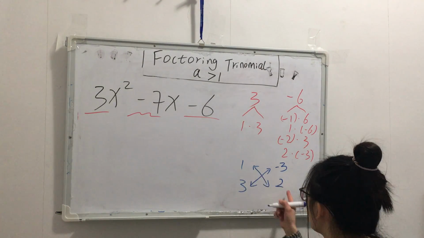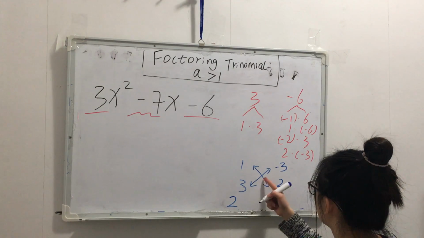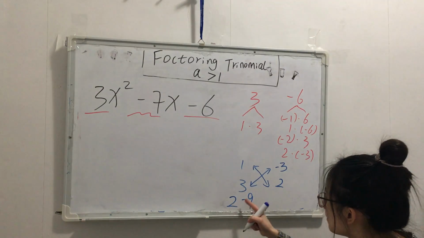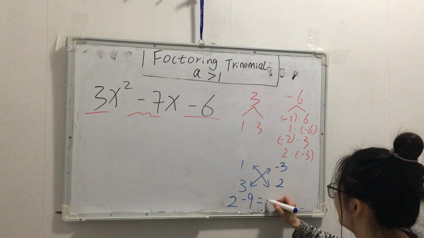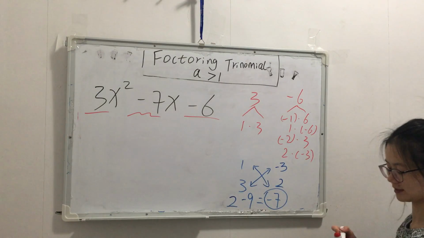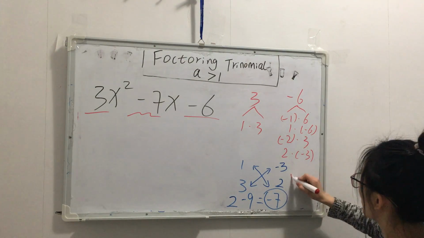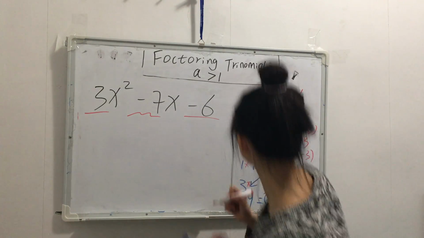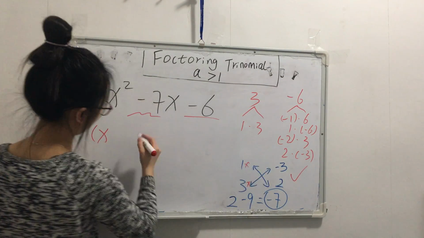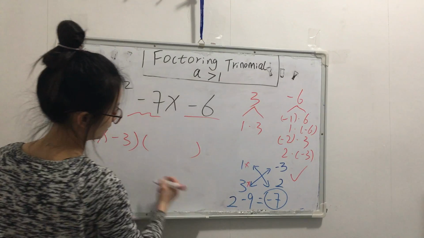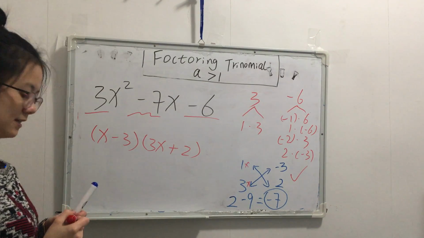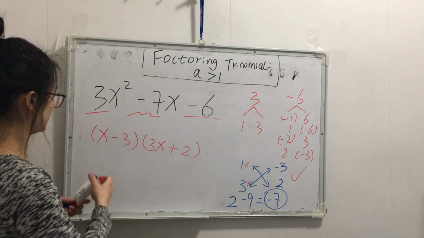Okay, and let's try 1 times 2 is 2. 3 times negative 3 is negative 9. Okay? So 2 minus 9, which is negative 7. Oh, this is our B term. Okay, B term is negative 7. So this is what we want. We add x here, x here. Then we have x. This now is minus 3. Okay, so minus 3. And then 3x. That's 2. Okay. So this is the answer.